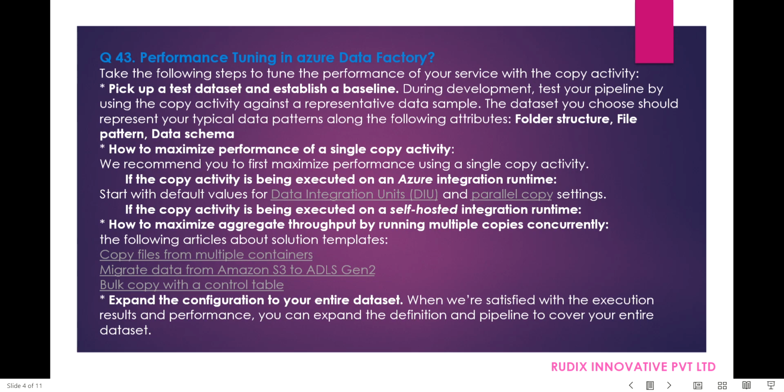how to maximize aggregate throughput by running multiple copies concurrently. There are also three articles: copy files from multiple containers, migrate data from Amazon S3 to ADLS Gen 2, bulk copy with a control table. Next, expand the configuration to your entire dataset. When we are satisfied with the execution results and performance, you can expand the definition and pipeline to cover your entire dataset.